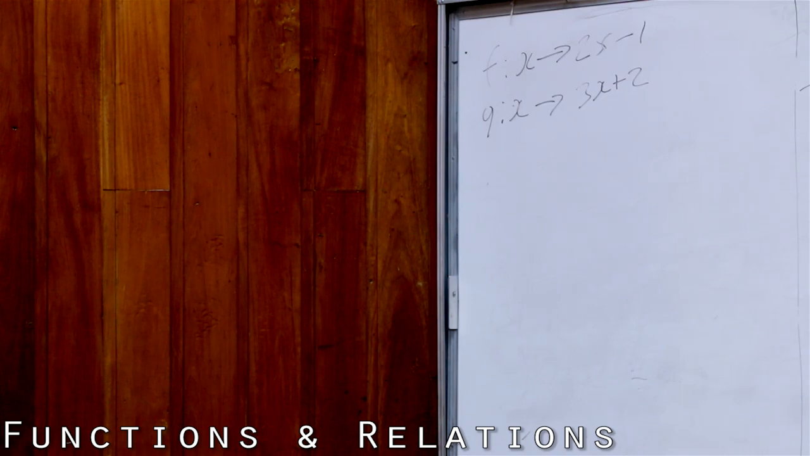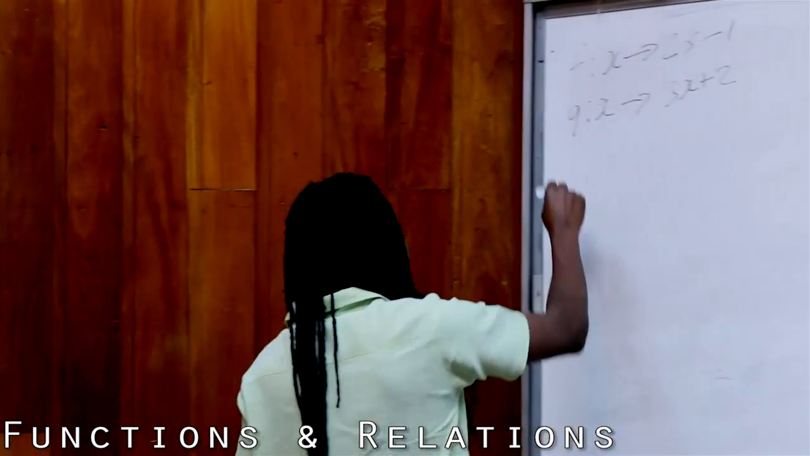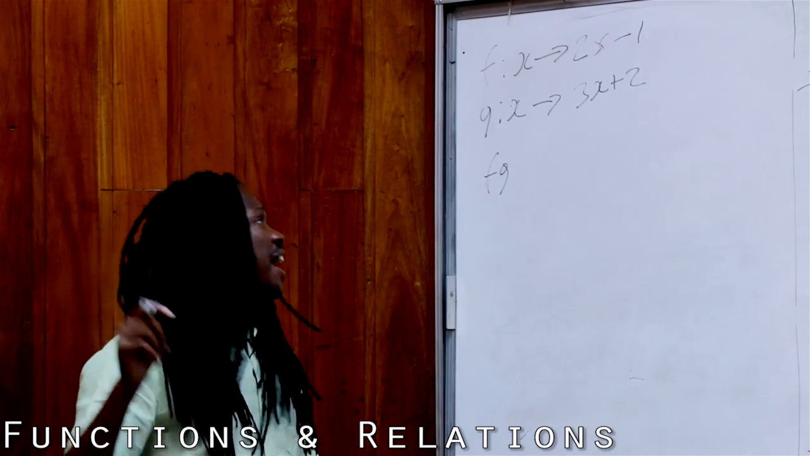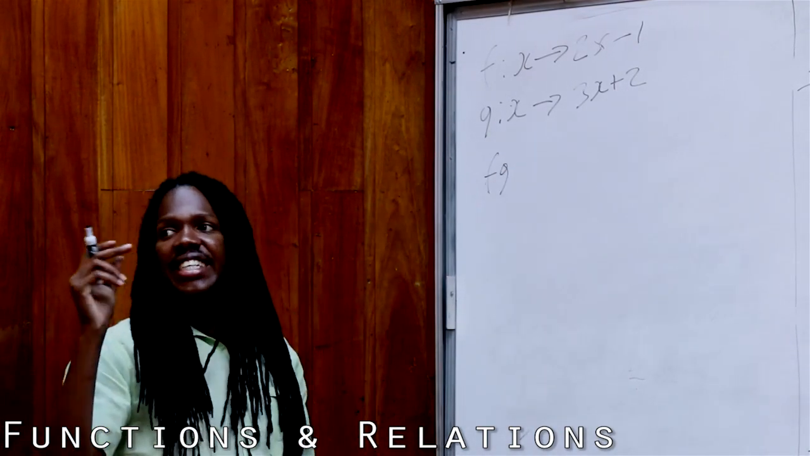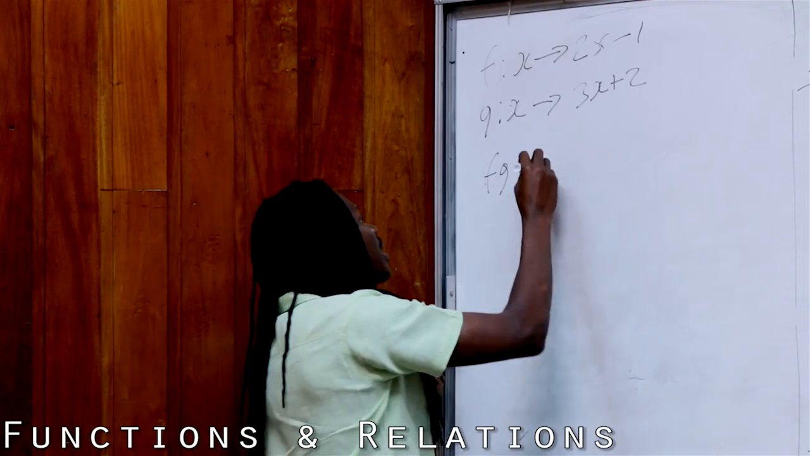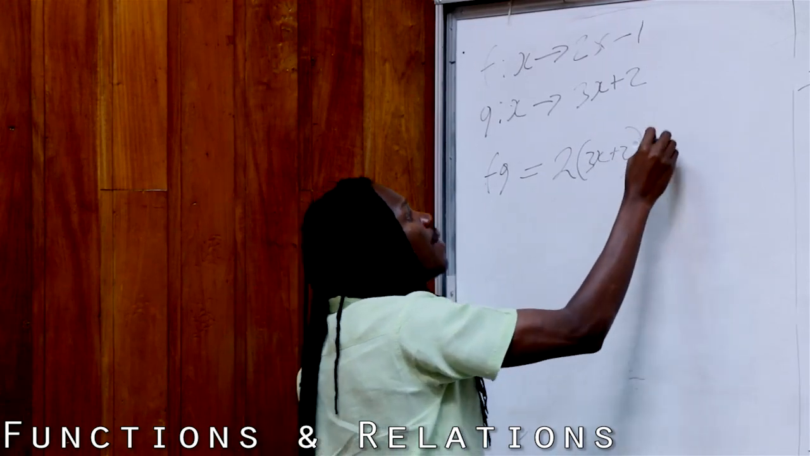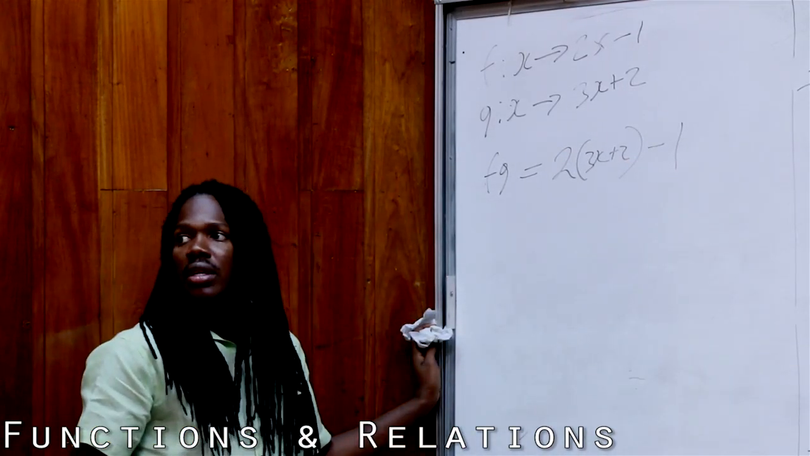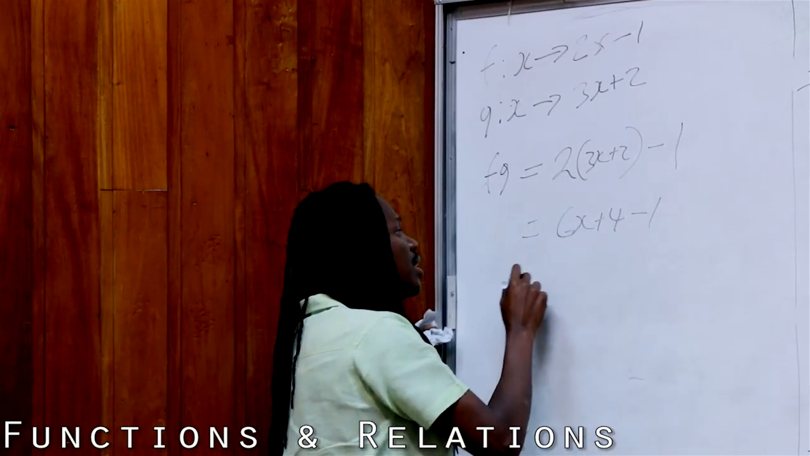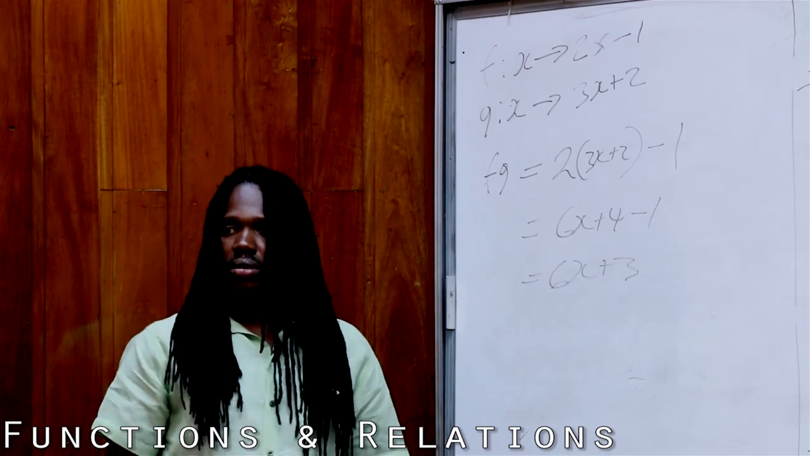Ready now. Find fg. Now, what you're going to do for find fg is anywhere that you see x in the function f, you're going to put the total function g. So it's going to be fg equals 2 bracket 3x plus 2, minus 1, equals 6x plus 4 minus 1, equals 6x plus 3. See that?